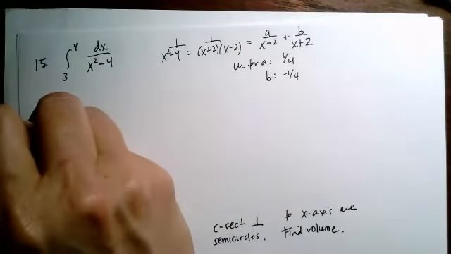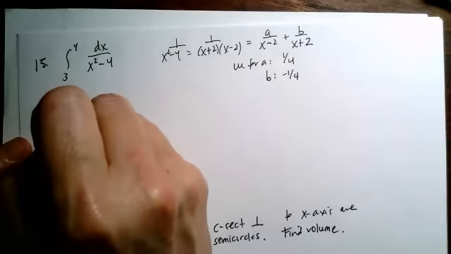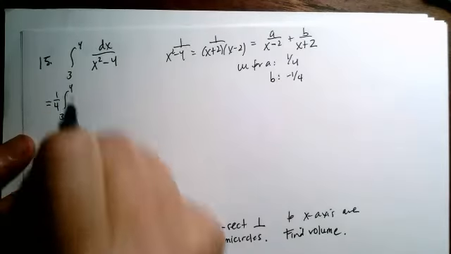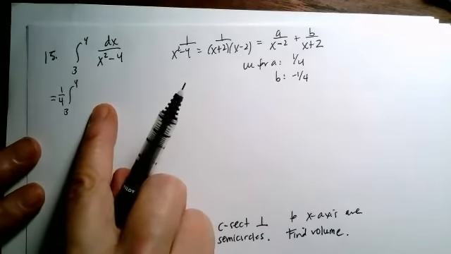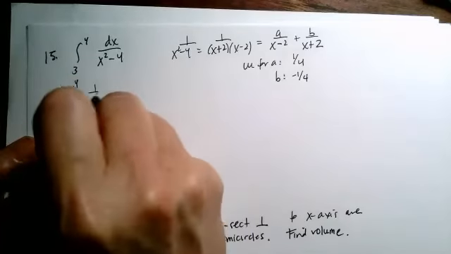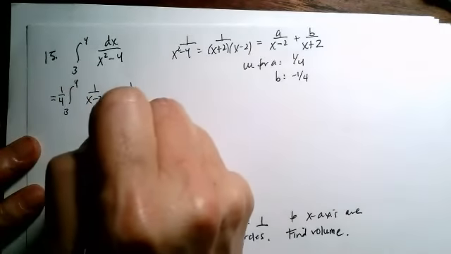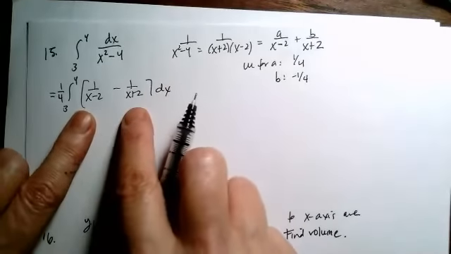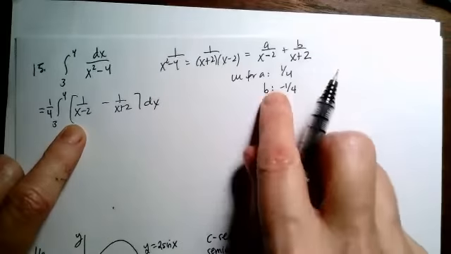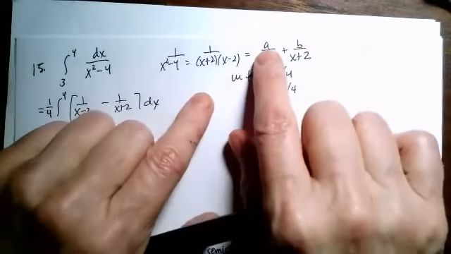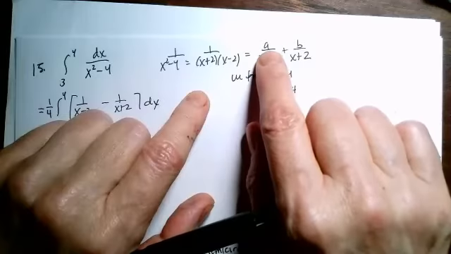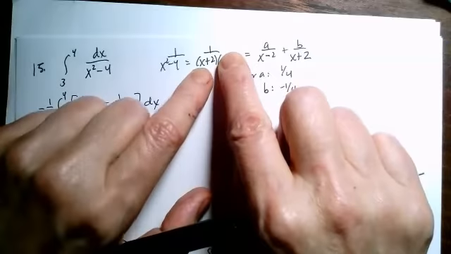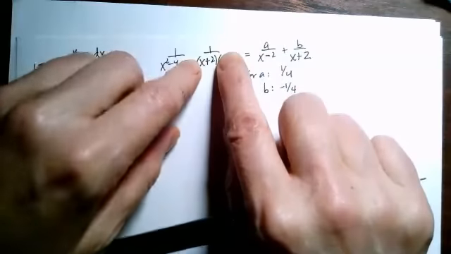So this is like integrating from 3 to 4. They both have a 1/4, so I'll pull that out front. So we'll have 1 over x minus 2 minus 1 over x plus 2. And when we integrate that, these will just be logs. So you're going to cover up A's denominator and stick in the value of x that makes the denominator 0. So you're going to plug in 2.